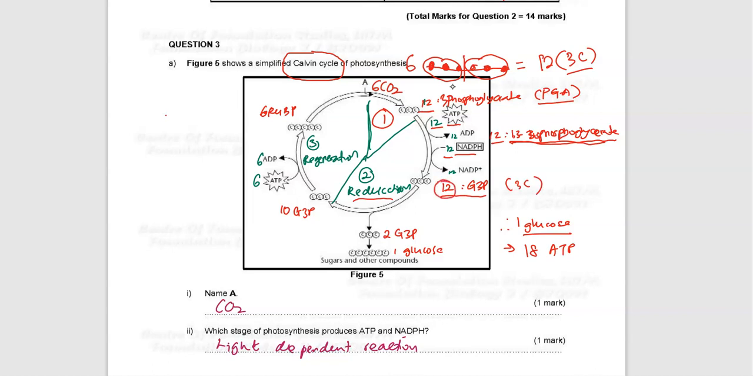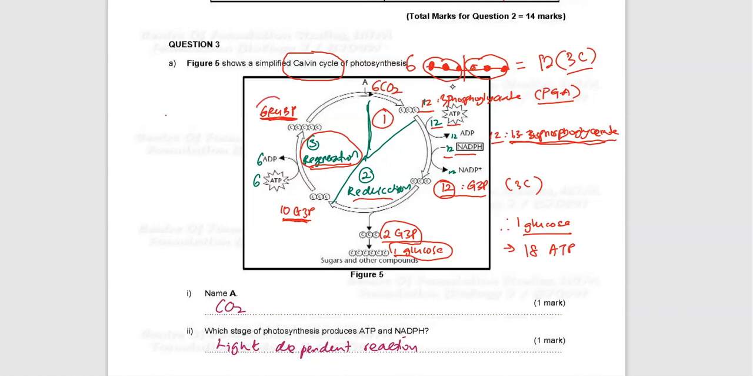From these 12 molecules of G3P, 2 will exit the cycle to combine and produce 1 molecule of glucose. From 12 minus 2, 10 molecules of G3P will proceed into the regeneration stage. Regeneration of what? Of RuBP, the carbon dioxide acceptor. The purpose of the third stage is to rearrange the carbon in the 10 molecules of G3P to produce 6 molecules of RuBP again.